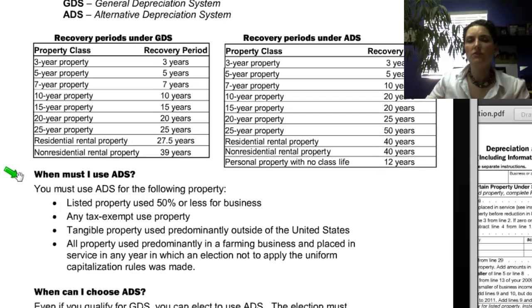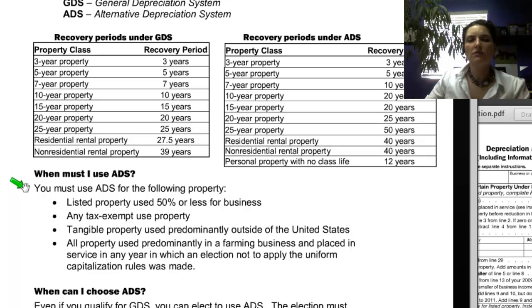So when must I use ADS? Well, you must use ADS for the following property: listed property used 50% or less for business, any tax-exempt use property, tangible property used predominantly outside of the United States, and all property used predominantly in a farming business and placed in service in any year in which an election not to apply the uniform capitalization rules was made.